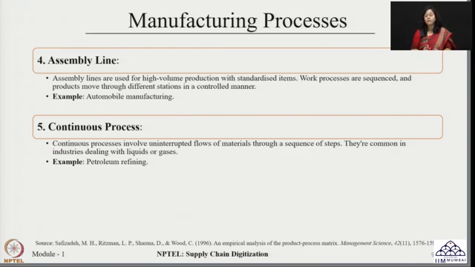The last type of manufacturing process is the continuous process, where there is no interrupted flow of material and every flow is uninterrupted, following a sequence of steps. They are very common in industries which are mainly dealing with liquids or gases. An example which we have seen in the last session also is related to petroleum refining.